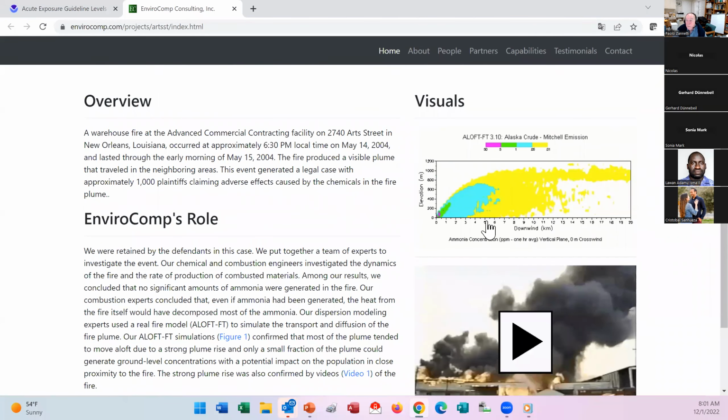This was my simulation of the plume in 2 dimensions, X and Y. And I used ALOFT, which is a plume model from a fire. This model is not distributed anymore. There are others, more complex models that can be used, but in this case it was perfect. I was able to simulate the plume in a very realistic way. Most of the plume goes up, but there is a fraction of the plume, the blue and yellow concentration, which is color coded, that remains at the ground level.